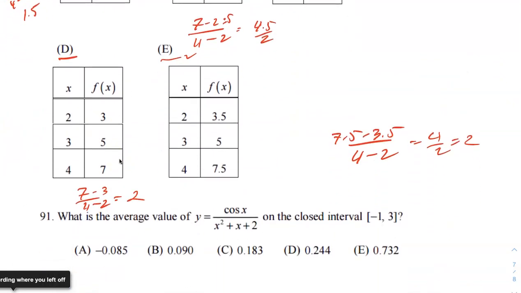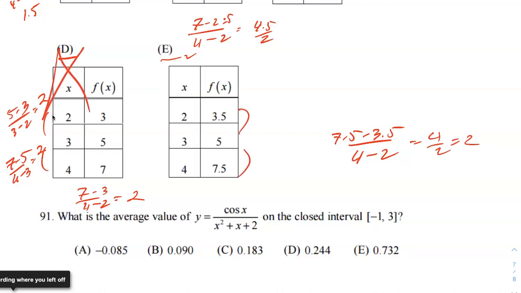Over here, let's look at these two slopes. So I'm going to get 5 minus 3 over 3 minus 2, so I get 2. I get 7 minus 5 over 4 minus 3, so I get 2. So that's a constant slope. That's like if the second derivative was equal to 0. It's a constant slope, so that's not it. I need a decreasing slope.